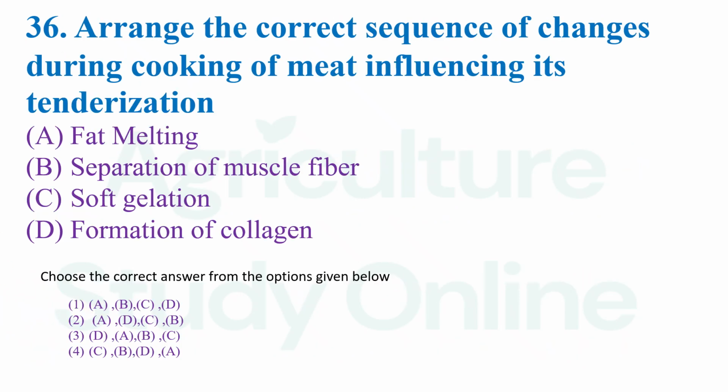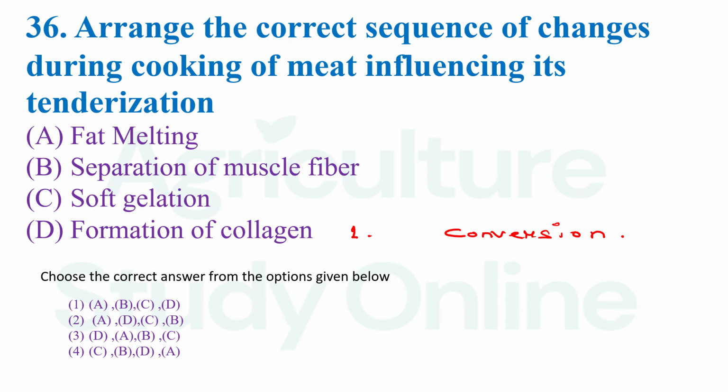Question number 36. We have to arrange the correct sequence of changes during cooking of meat, influencing its tenderization. So the first step is the formation of collagen. It is basically a conversion process. In this, the collagen begins to denature and convert to gelatin when it is heated. So this is the key step of the tenderness.